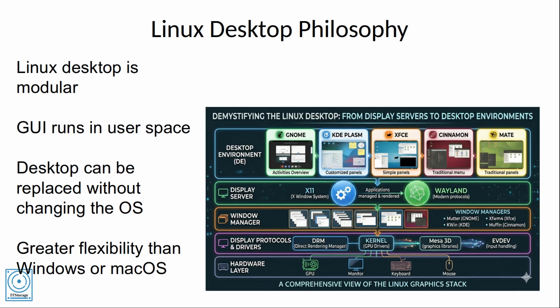Linux desktop is modular. The UI runs strictly as a user space application. If your entire desktop crashes, you can switch to a text-only terminal, restart the display manager, and fix the issue without rebooting. You have complete control. You can install multiple desktop environments or window managers on a single machine and choose between them instantly at login.